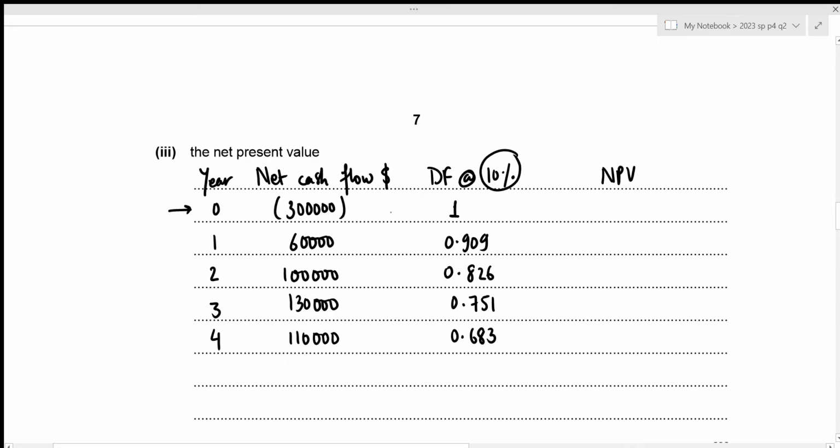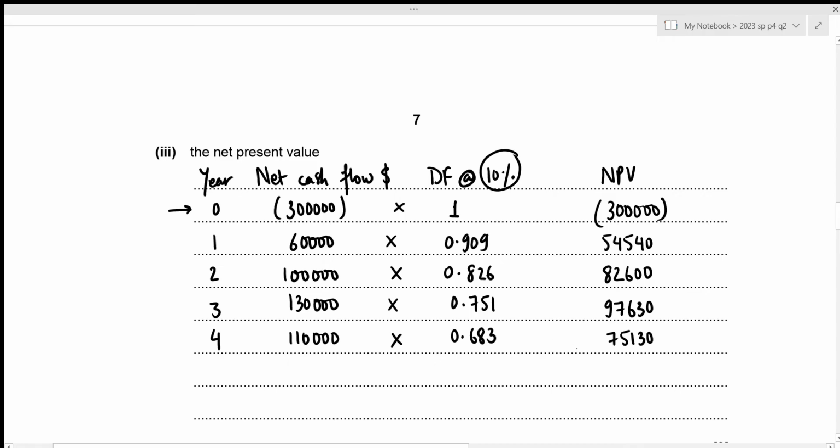Now, in order to figure out the net present value, we just multiply our net cash flow and the discounting factor. So for year 0, that will be negative 300,000 times 1, which results in negative 300,000. For year 1, that's 60,000 times 0.909, which results in 54,540. For year 2, that's 100,000 times 0.826, which results in 82,600. For year 3, that's 130,000 times 0.751, which results in 97,630. And for year 4, that's 110,000 times 0.683, which results in 75,130.